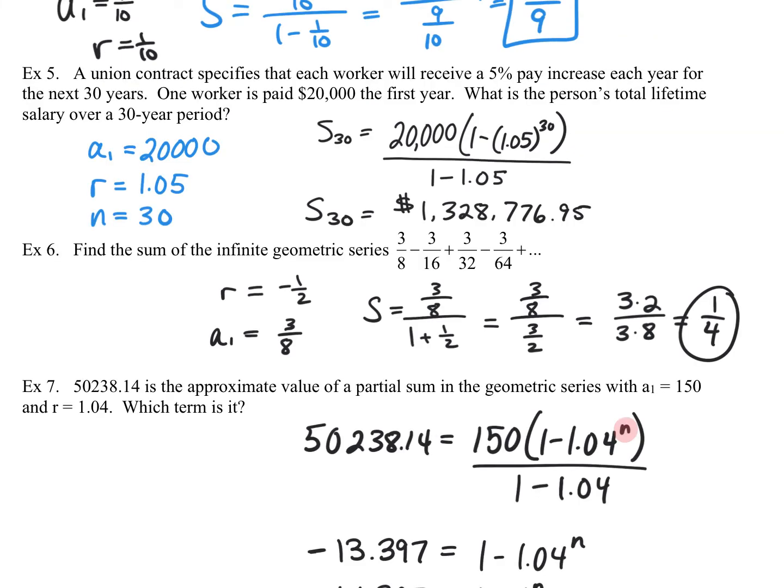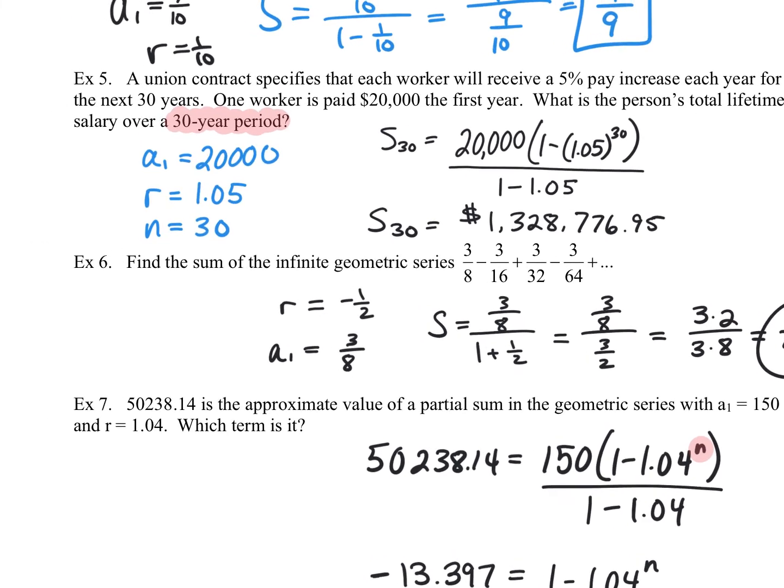On example 5, they tell us that a union contract specifies that each worker will receive a 5% pay increase each year for the next 30 years. One worker is paid $20,000 in the first year, and what we're trying to find is the total lifetime salary over those 30 years. So the first thing I notice is that over a 30-year period, a finite amount of time, we are going to sum a geometric series for the first 30 years.